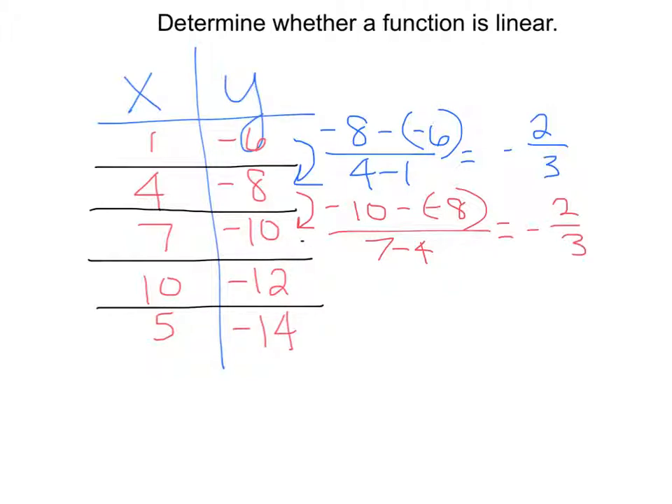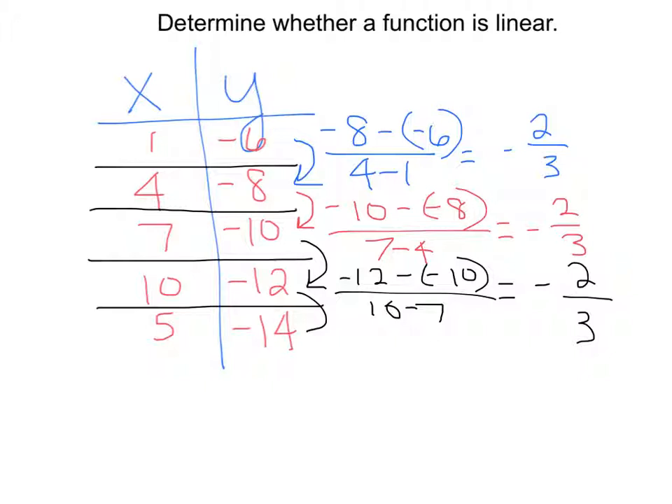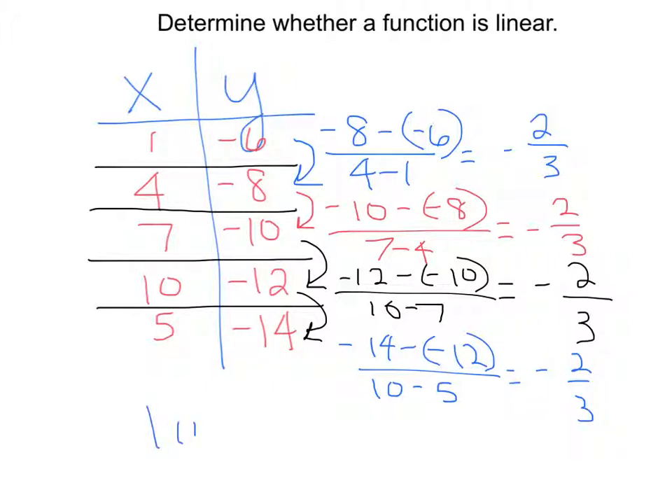Then you want to find -10 to -12. So you find the difference in the y's over the difference in the x's. And you continue doing this for the entire chart to make sure that you get the same rate of change for each one. If you get the same rate of change for each number, then you would say that the function is linear, because if we were to graph this, it would make a line that had a slope of -2/3.